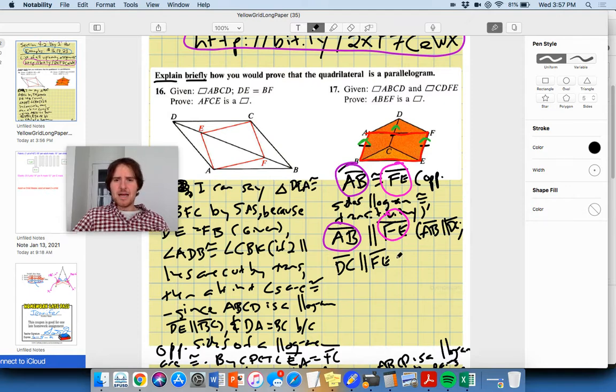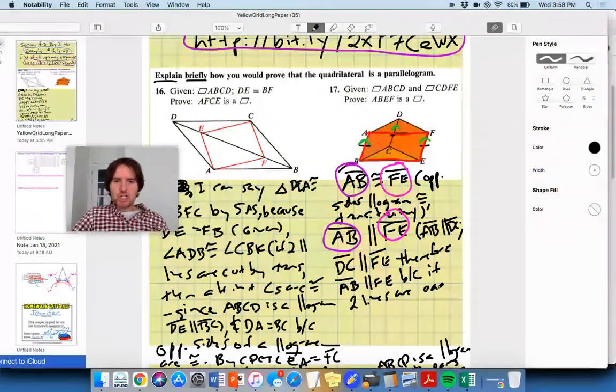And then next thing, I can say therefore AB is parallel to FE, which is what I said here. Because, and this goes back to chapter 2, ways of proving lines parallel, if two lines are each parallel to the same line, remember that one? These two lines are parallel.